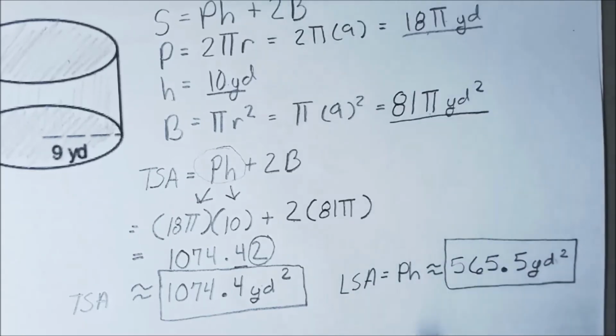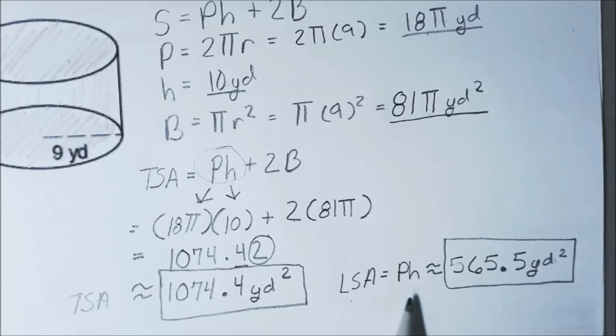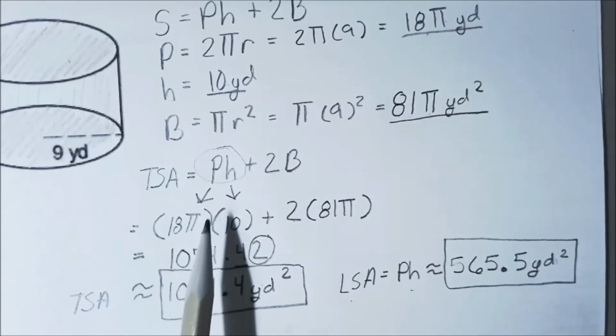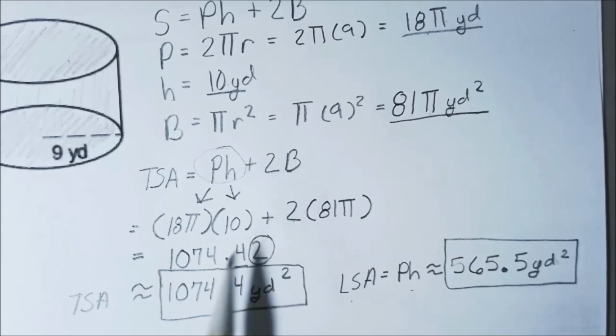So remember, if it asks you for lateral surface area, you're just going to give them the PH, which is 565.5 yards squared. If they ask for the total surface area, you would give them the entire formula, which is the PH plus 2B, which gives us 1074.4 yards squared.